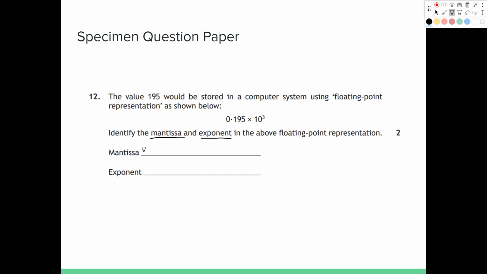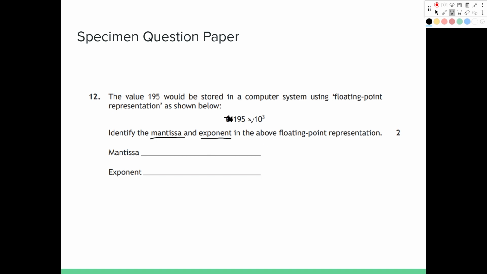So what's the mantissa? Now, it's important to note that the mantissa is just the significant digits. The computer system cannot store binary points or decimal points, and it would just ignore the 0 as well. So I'm just scrubbing that out. It would ignore that.